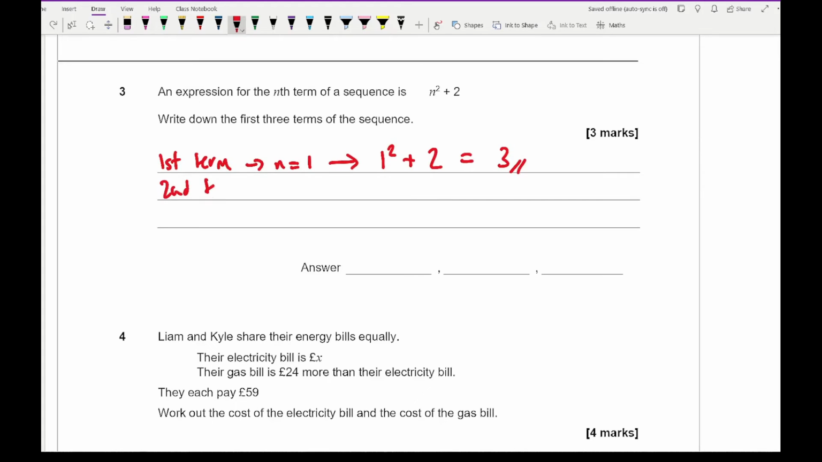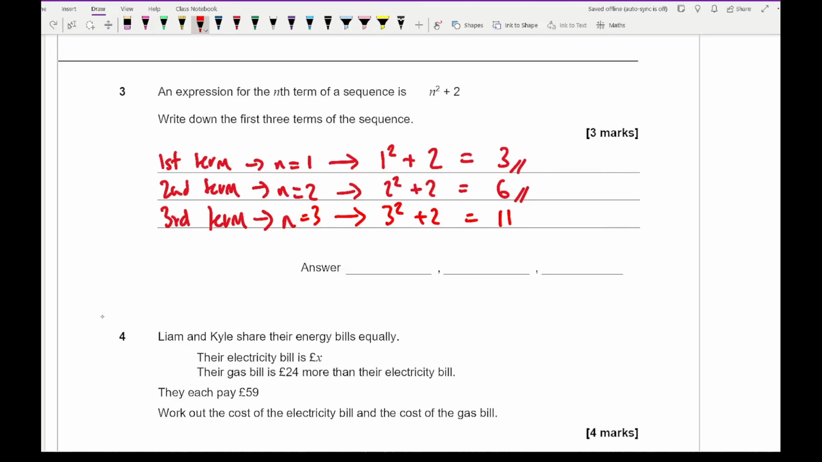Second term is when n equals 2. So we end up with 2 squared plus 2, which is 6. And then the third term is when n equals 3. We've got 3 squared plus 2, which equals 11. So our first 3 terms are 3, 6, and 11.